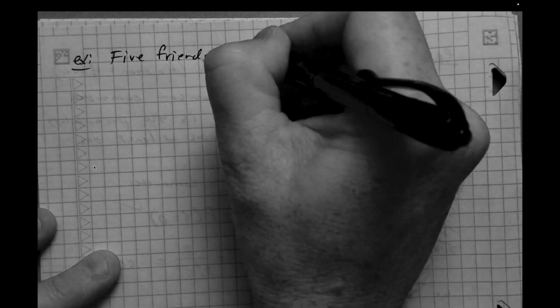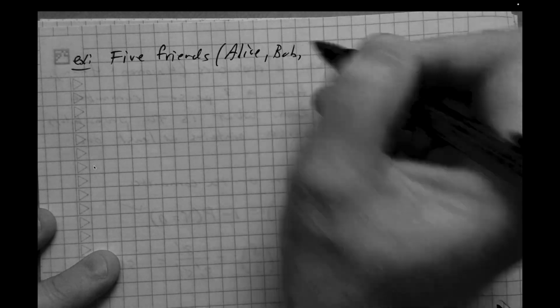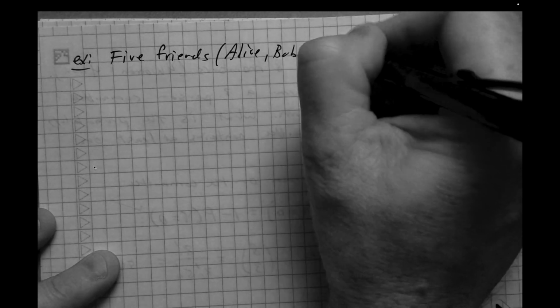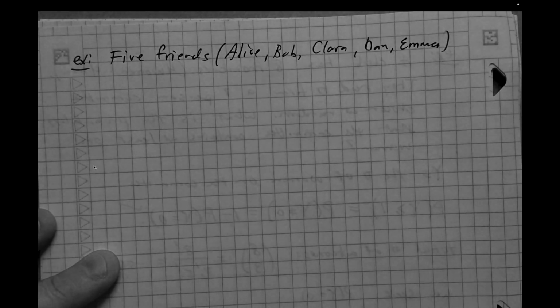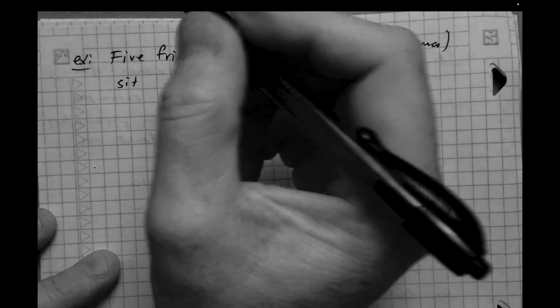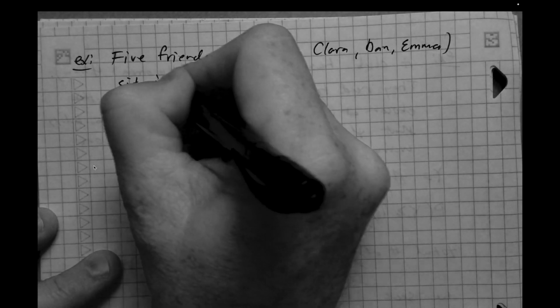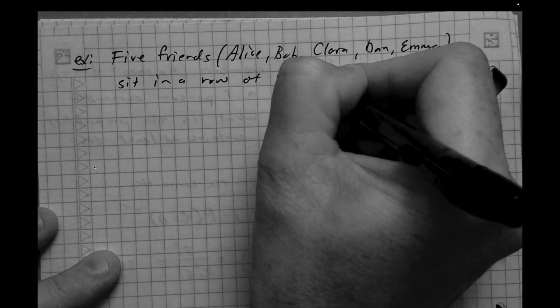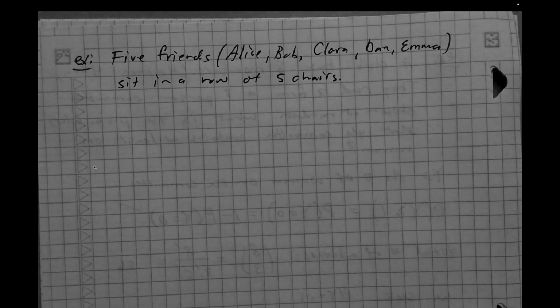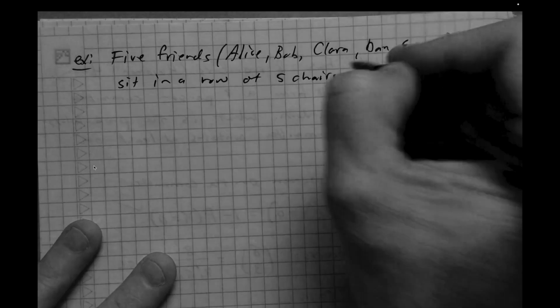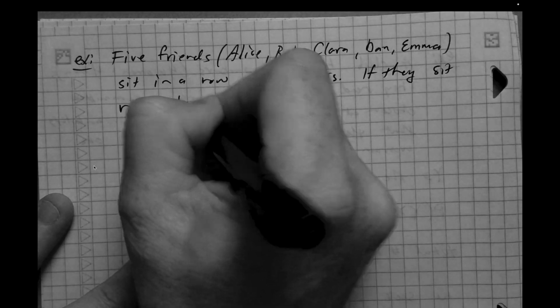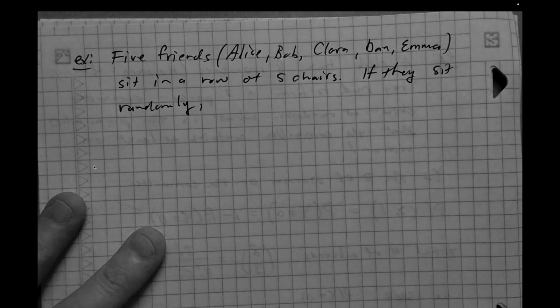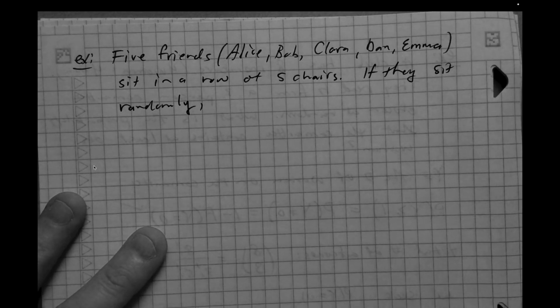Okay, I've got Alice, Bob, Clara, Dan, and Emma. So 5 friends, and this group is all sitting in a row of 5 chairs. 5 friends: Alice, Bob, Clara, Dan, Emma (A, B, C, D, E) sit in a row of 5 chairs. If they sit randomly, what's the probability that Alice and Bob sit next to each other?